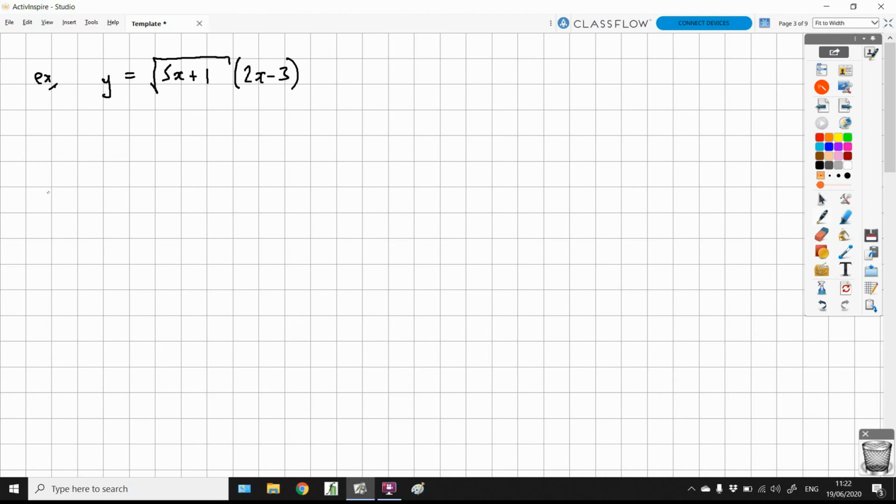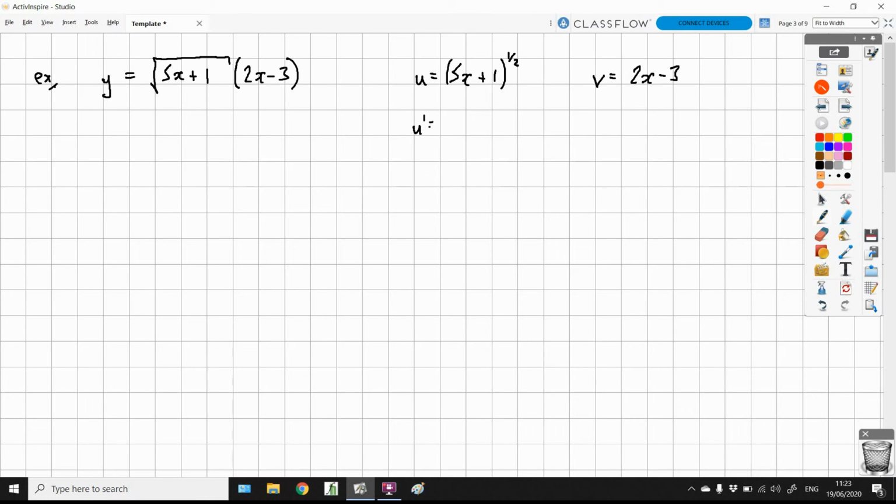Suppose you were asked to differentiate this rather awkward looking function. Hopefully you can identify fairly quickly that we have a product here, and so we need to use the product rule. Now this root 5x plus 1, anytime you want to differentiate or integrate, it's much better to use power notation rather than root notation. So u is 5x plus 1 to the half. And for v, a much more straightforward 2x minus 3.